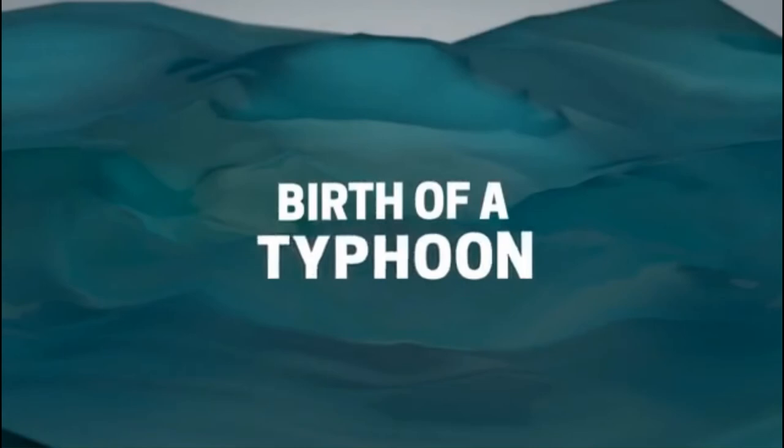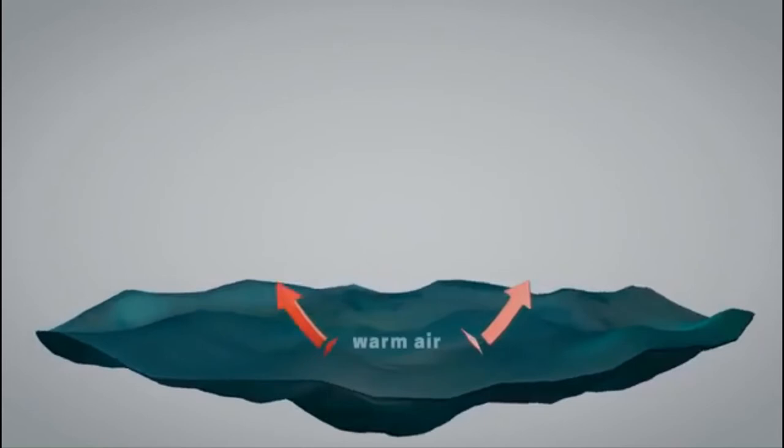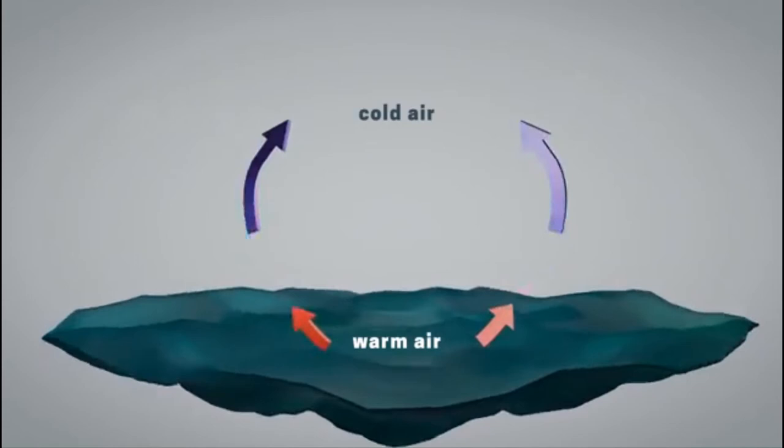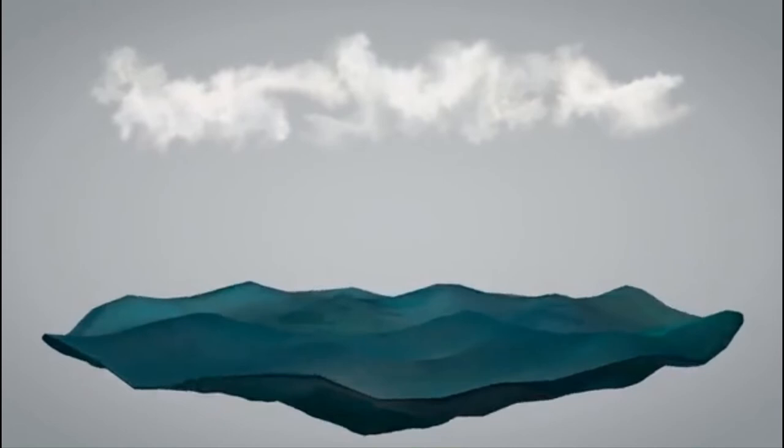Typhoons form just like how ordinary rain clouds form. They start from the evaporation of water molecules from the ocean. Because this moist air is warm, it travels upwards until it meets with cold air. At this point, it starts to condense and form clouds, resulting in rain showers. The clouds dissipate and vanish after precipitation is completed.